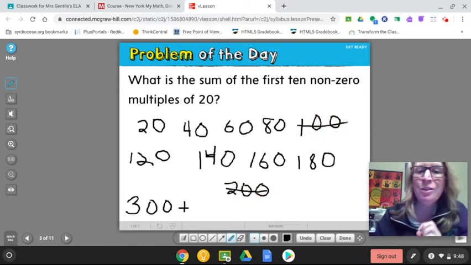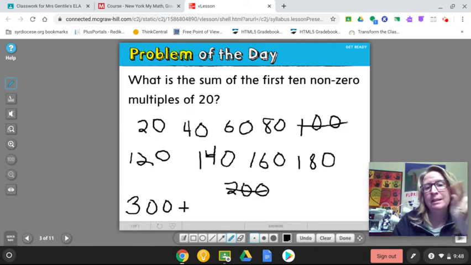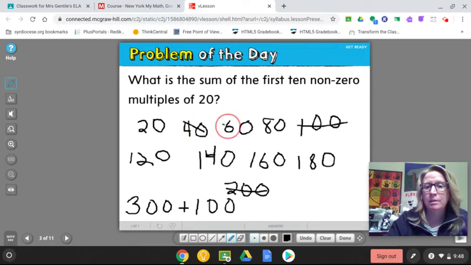Okay. I also know that 4 plus 6 equals 10. So 40 plus 60 equals 100. So I'm going to put the 100 there. All right. And I'm going to cross out those two. Okay. Then I know that 8 plus 2 equals 10. Okay. So 80 plus 20 equal 100. So I'm going to cross out 80, cross out 20. Okay. And put another 100 down here.